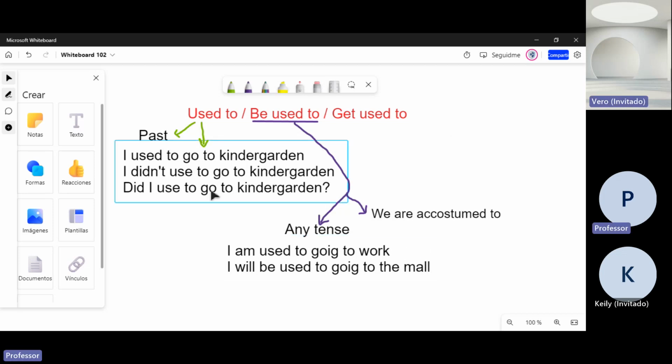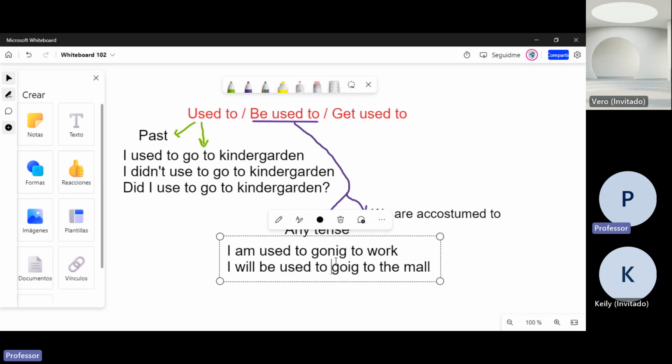Now, what does "going" mean? It's like "going" or what? I'm sorry, I'm so sorry. This is my mistake. It's "going." Spelling mistake. Sorry.